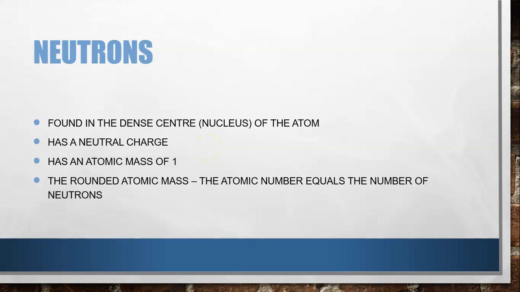Neutrons are also found in the nucleus, but they have a neutral charge, meaning a charge of 0. The atomic mass is also 1, meaning 1.67 times 10 to the negative 27 kilograms. But to figure out how many neutrons it has, we use a rounded atomic mass and we subtract the atomic number.